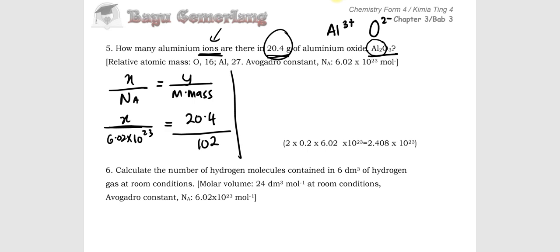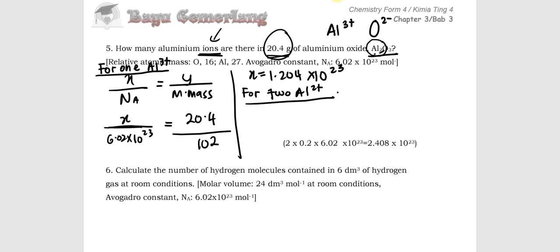This one is for one Al3 plus. Okay, X is equal to what you got just now, how much? 1.204 times 10 to the power of 23. Then for 1 Al3 plus. Now how many Al3 plus are there? 2, right? Aluminium has 2 atoms, right? So for 2 Al3 plus.